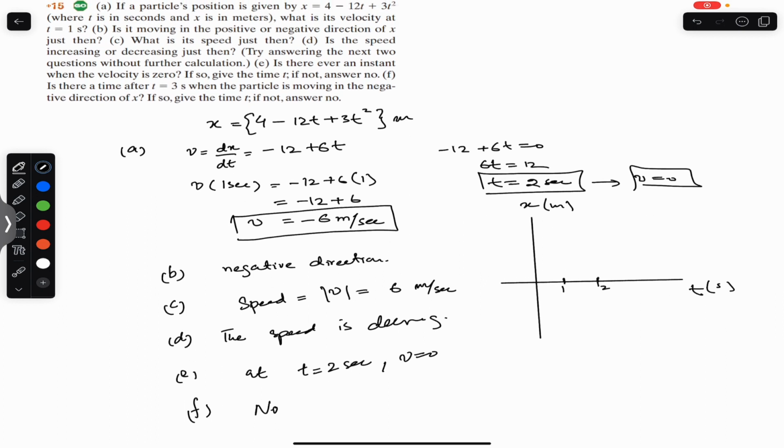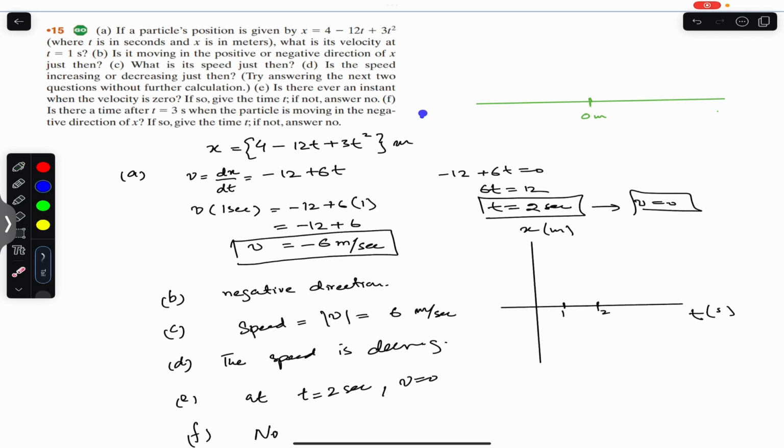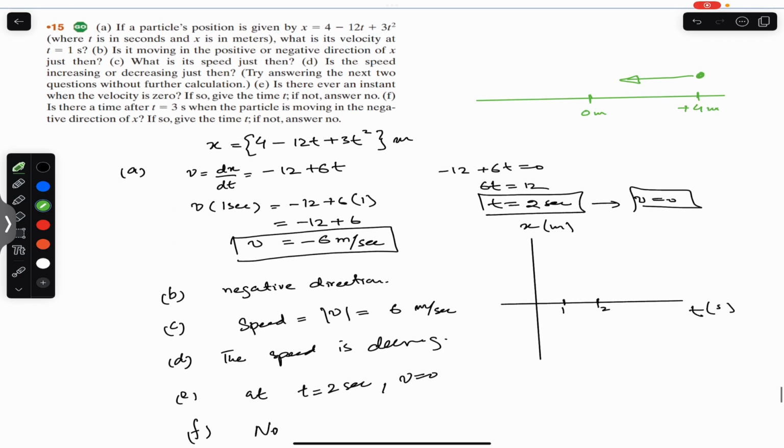Initially, if we draw the particle position as a number line, let's say this is 0 meters, and if we substitute t equals 0 in this equation, this will become 0, this will become 0. So initially the particle was at x equals plus 4 meters. So somewhere here is the particle at plus 4 meters, and it is moving towards the left, and at t equals 2 seconds, the velocity becomes 0. Then it turns back and continues its motion towards the right in the positive direction.